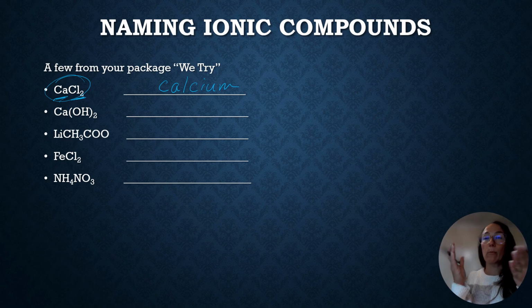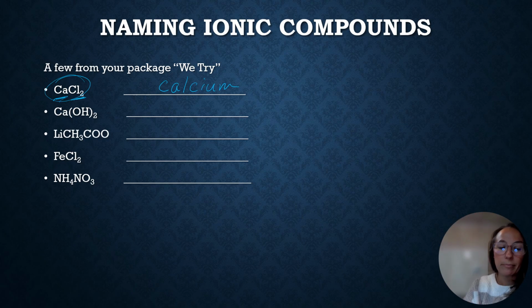Then I look up this second thing, which is a nonmetal. So because we have something from both sides of the periodic table, this must be ionic. That's important to remember because when they're all mixed up, you have to know what to do. And so I look that up. It says chlorine, but I'm not going to write down chlorine. I'm going to change the ending to IDE. And so this is calcium chloride.